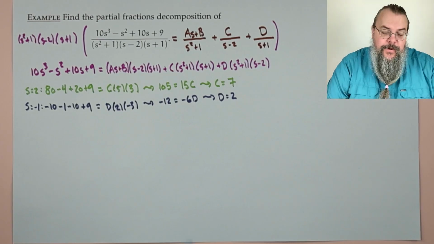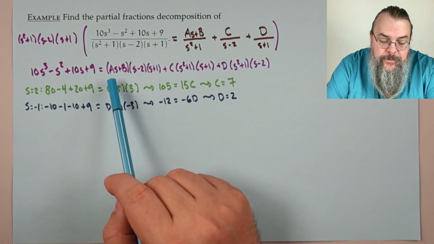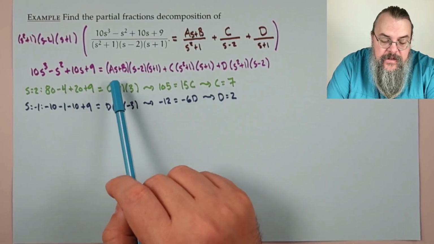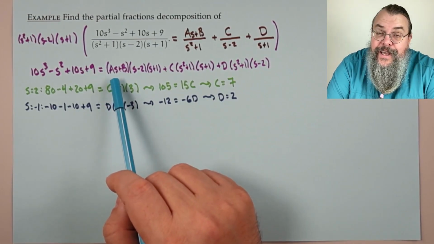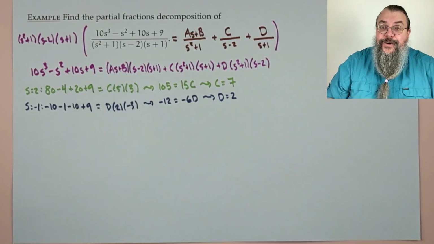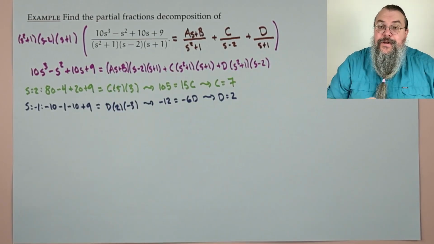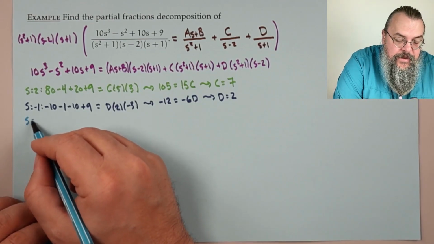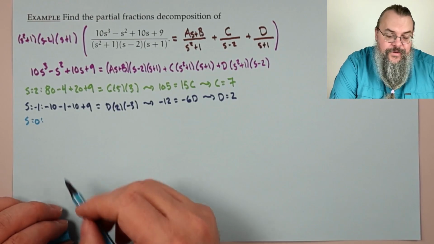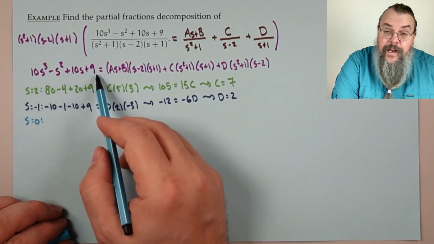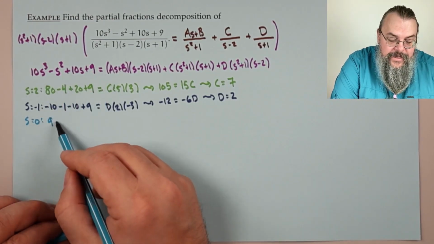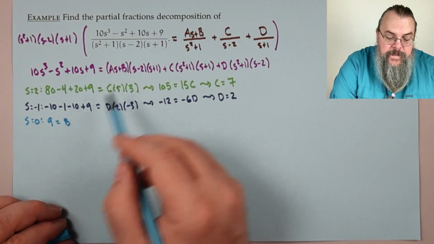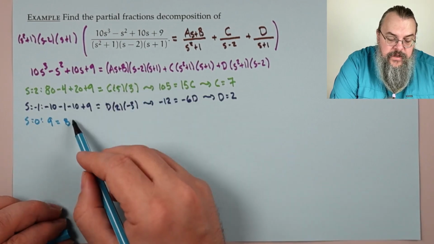So what can we do? Well, notice we're left with a and b that we don't know, because we've already gotten c and d. And a has an s attached to it. So, idea: let's plug in s equals 0. The nice thing about 0 is it's very easy to compute. 0, 0, 0, 9. Great. And then we have b, and then minus 2 times 1.